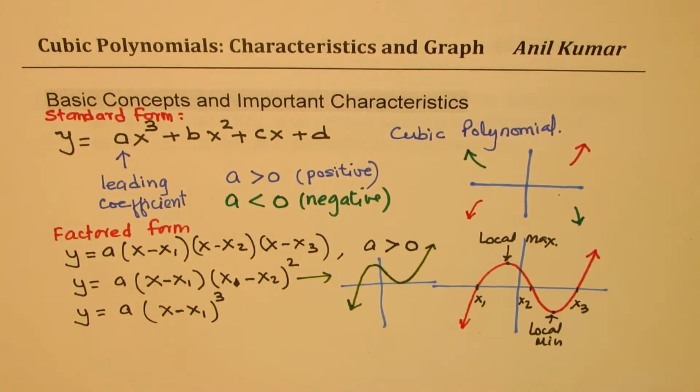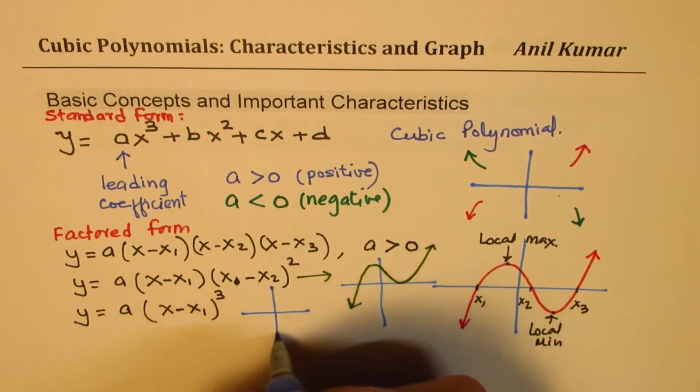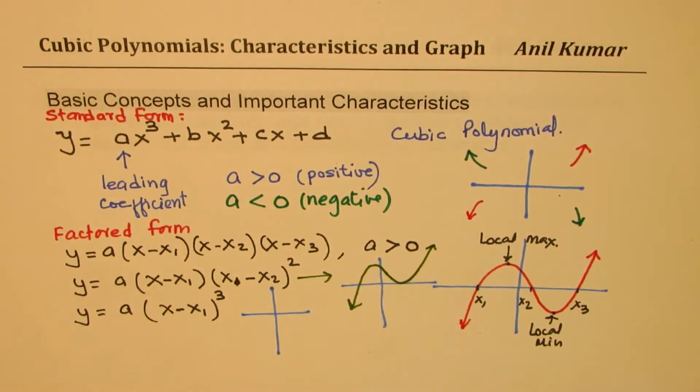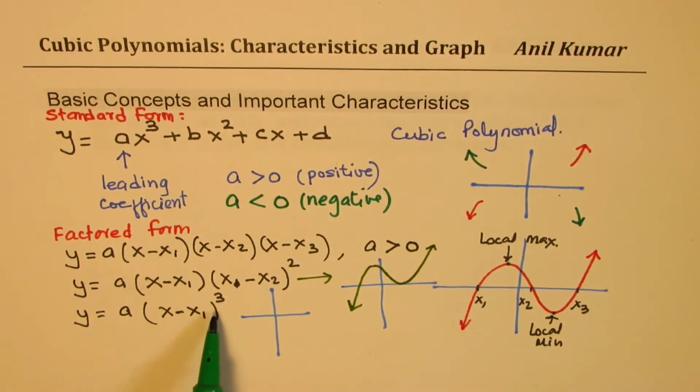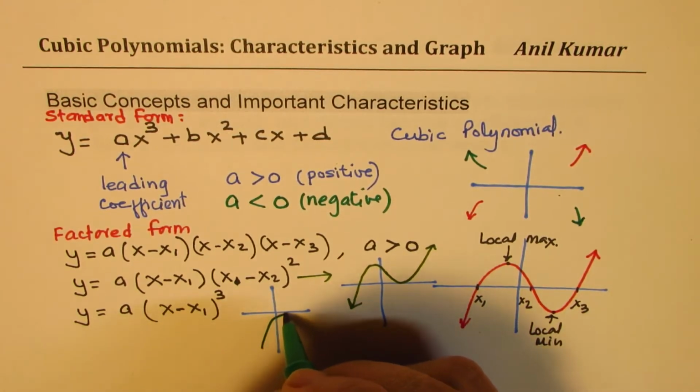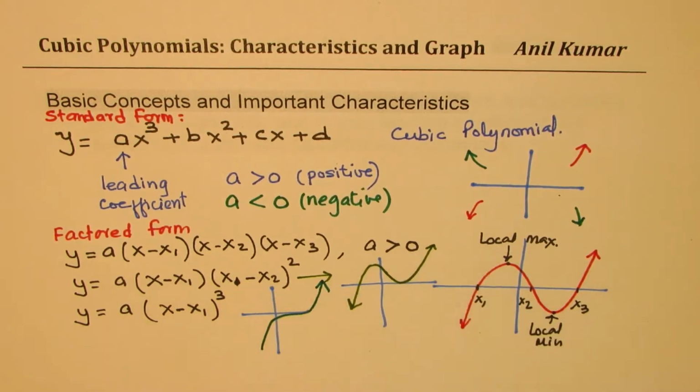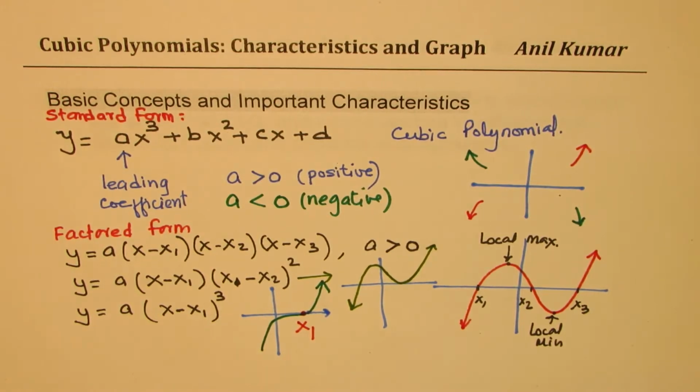Perfect. Now we are assuming for all these functions that a value is greater than 0 with positive leading coefficient. Now in such cases, if you have (x minus x1) whole cube, there is a cubic root. The shape of the cubic root is kind of like this. Do you see it is kind of flatter? So that is how the shape of the graph is going to be at the 0 of the given function.